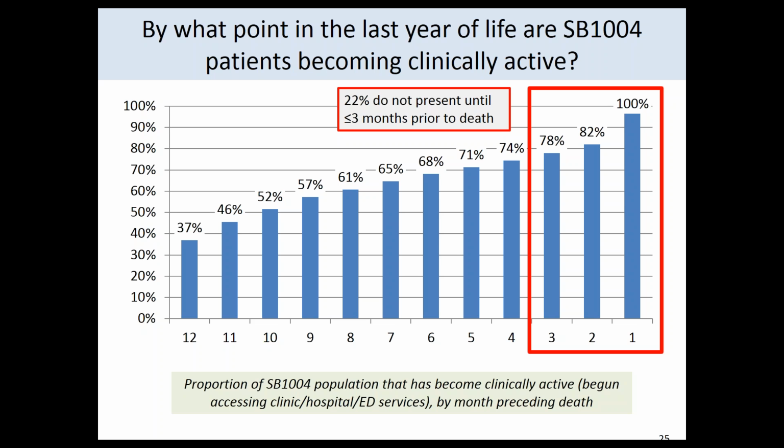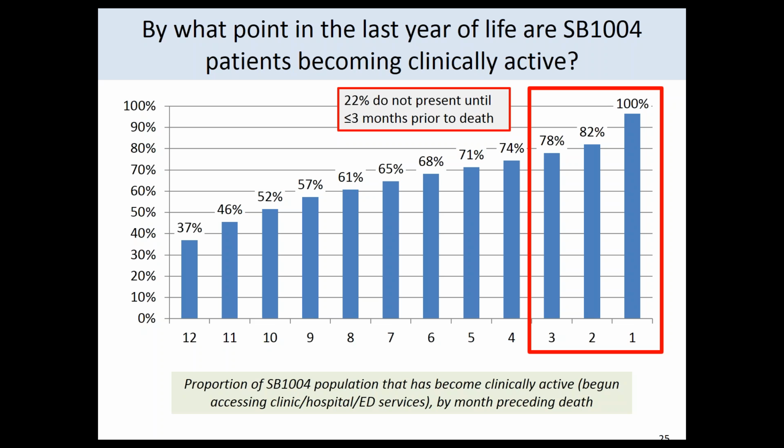The other fear, of course, would be that all of these patients are heavily using healthcare services a year or 18 months prior to death, and that even though they're technically eligible, you might be paying for a fairly expensive intervention, home-based palliative care, for a long, long period of time. So what this graphic shows you is the cumulative proportion of the entire SB 1004 population, so all 4 disease groups, that has become clinically active by month preceding death. And clinically active is defined as they're presenting to the clinics, they have charges for ED visits or hospitalization, they're actually using services provided by the network.